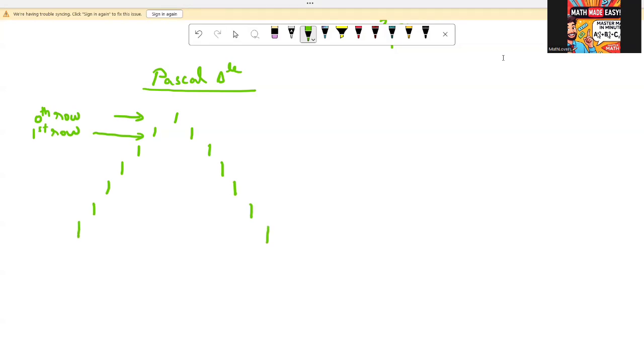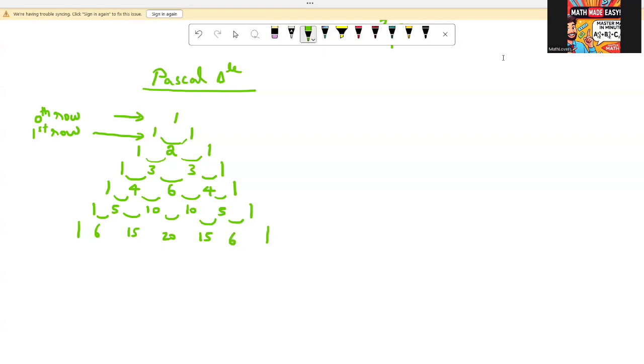Now you identify 1 plus 1, 2, that should be written here. So the second row has 3 elements, and now 1 plus 2 creates 3, 2 plus 1 is 3, 1 plus 3, 4, 3 plus 3, 6, 3 plus 1, 4, 1 plus 4, 5, 4 plus 6, 10, 6 plus 4, 10, 4 plus 1, 5, 1 plus 5, 6, 5 plus 10, 15, 10 plus 10, 20, 10 plus 5, 15, 5 plus 1, 6.